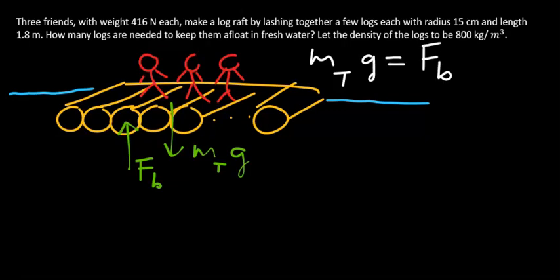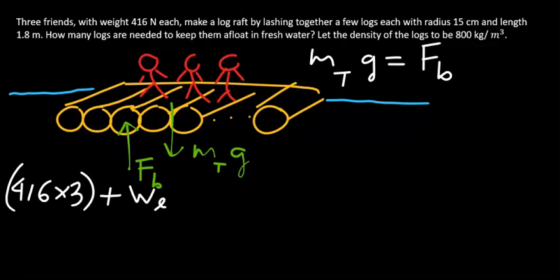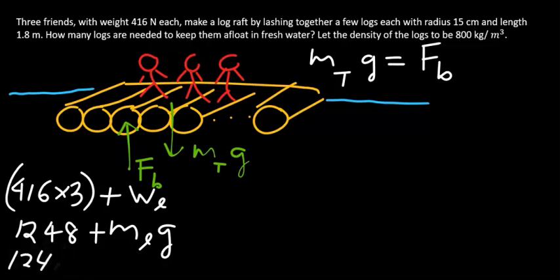The object is floating. Let's calculate the left-hand side of this equation. The total weight consists of the weight of the 3 people, which is 416 newtons times 3, plus the weight of the raft, essentially the weight of all the logs. That will give us 1248 plus the weight of the logs, which is the mass of all the logs times gravitational acceleration.